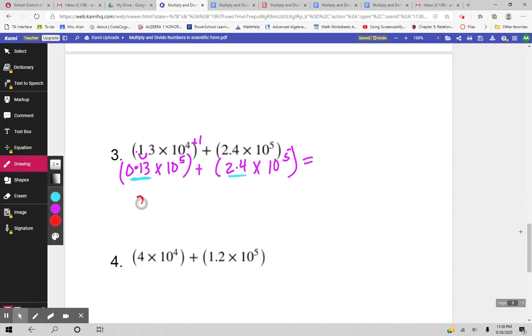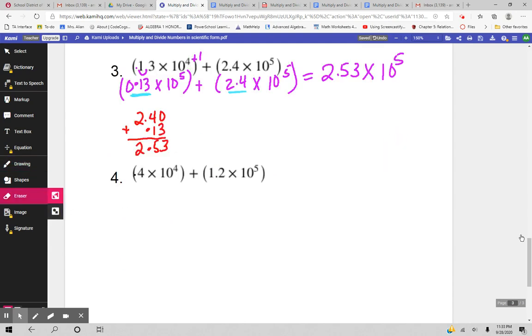Okay, so 2.4, 0.13, and we add these. Let's put a 0 here. So you have 3, 5. Then you're going to get 2.53, 2.53 times that matching power. That's it. All right, let's do the next problem.